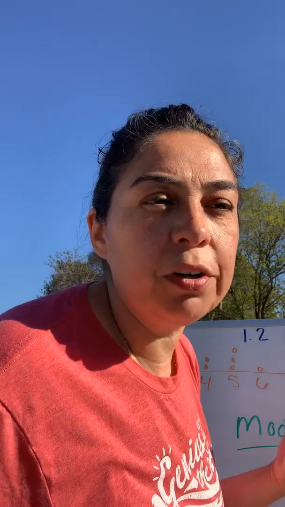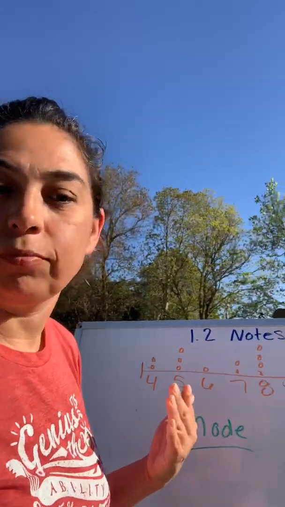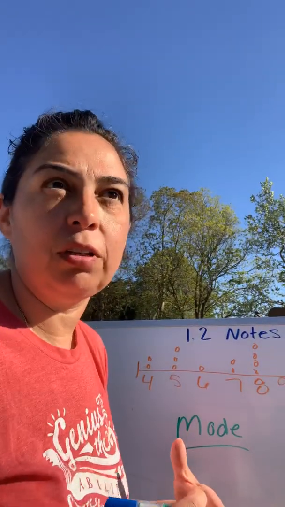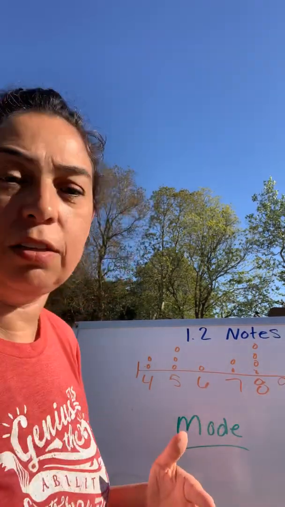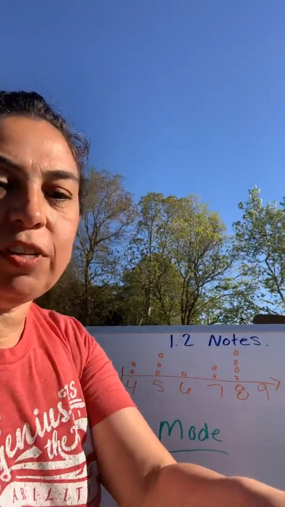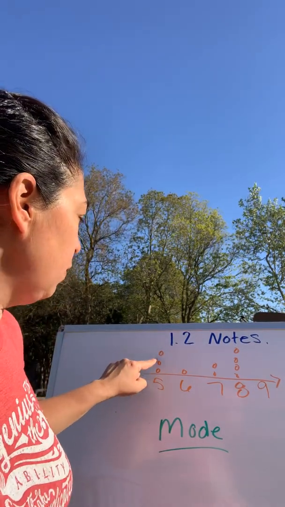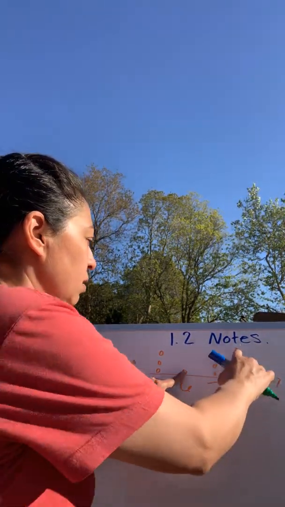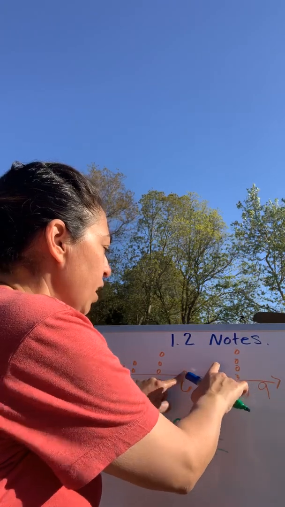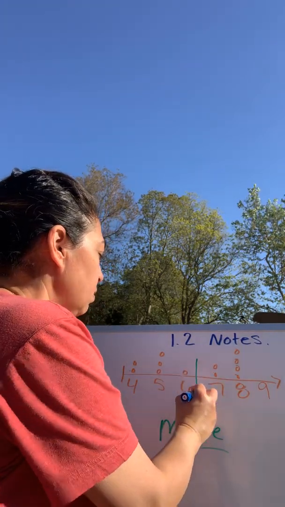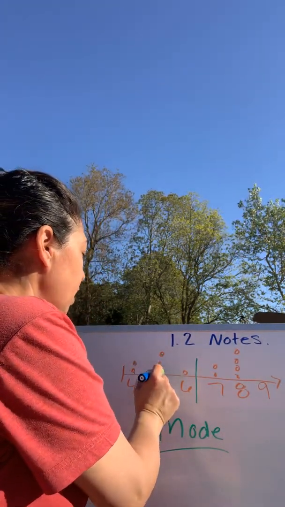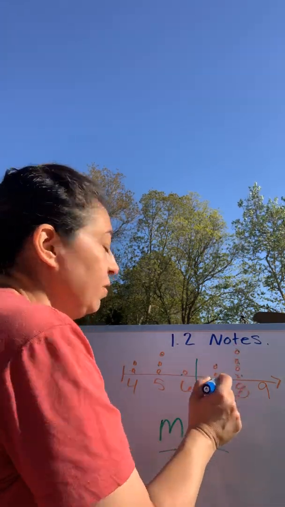The next word is median. Median means middle. It is not the same as mean. So for that one, you're going to have to count. How many pieces of data do we have? 1, 2, 3, 4, 5, 6.